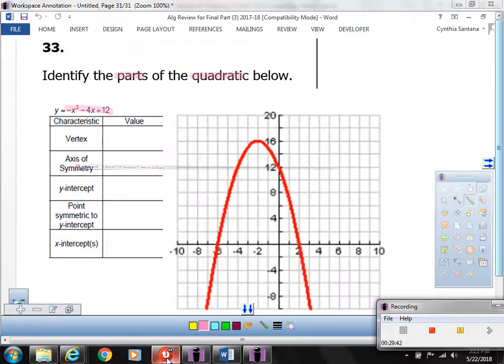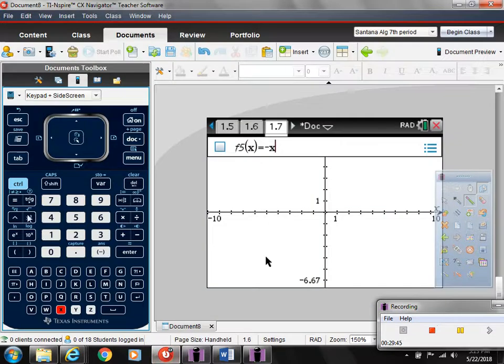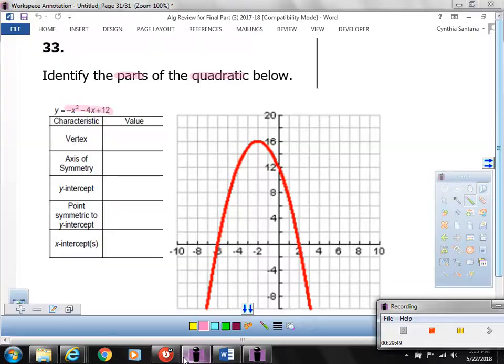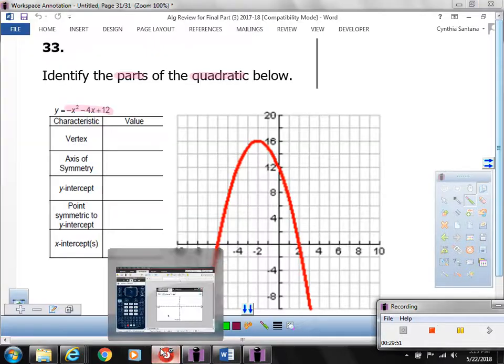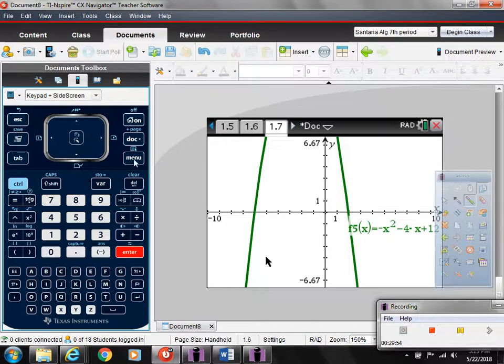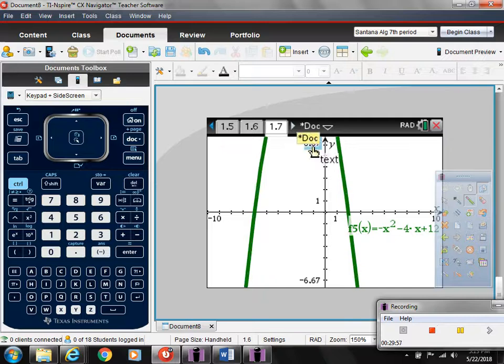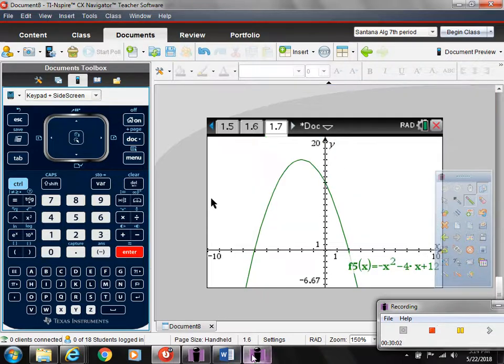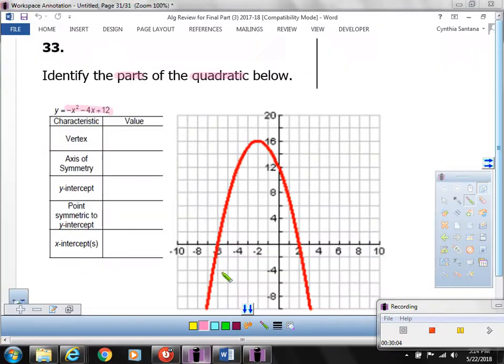So let's do that. Negative x squared minus 4x plus 12. Okay. I'm going to probably just fix this number. Maybe go to 20. Okay. So now I've got this picture similar to what I'm seeing here, and they want the vertex.